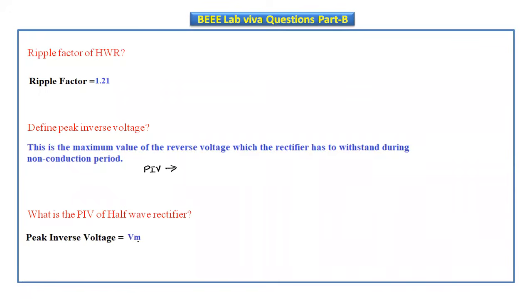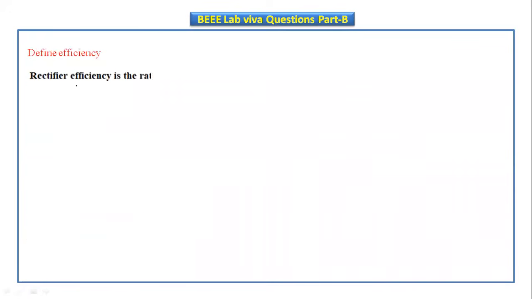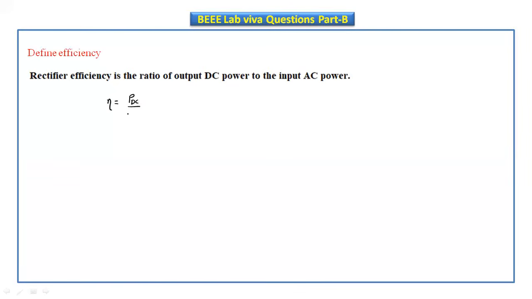This is the peak inverse voltage of the half wave rectifier: VM. Next, define efficiency. Rectifier efficiency is the ratio of DC output power to the input power. The efficiency is denoted by eta. That is, power output at DC divided by power input at AC, times 100. This is the formula for efficiency.